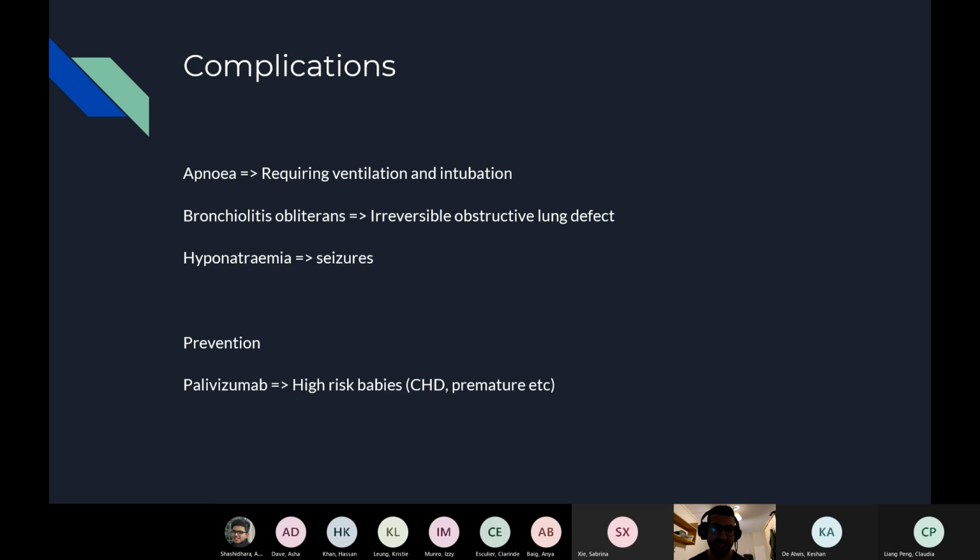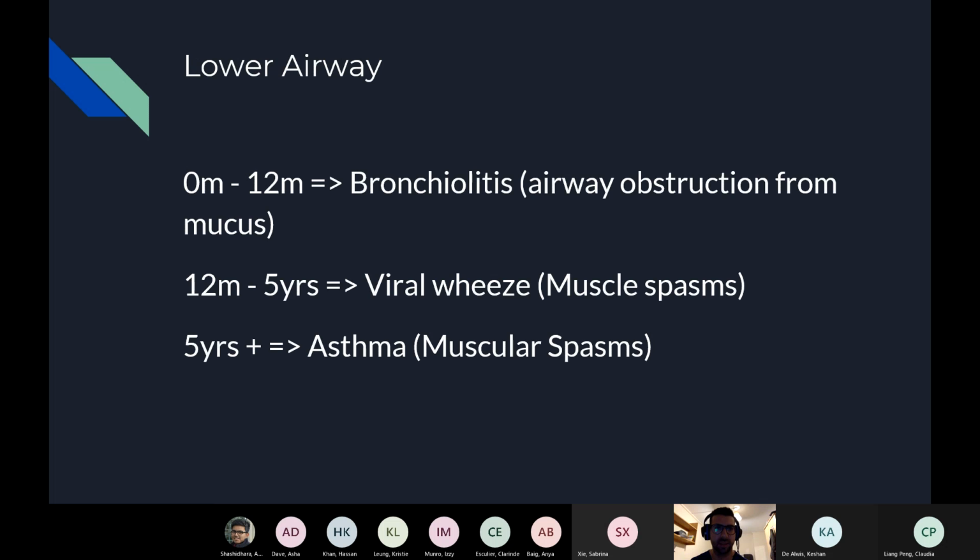You prevent this by giving a monoclonal antibody to high-risk babies, basically anyone born premature or with congenital heart disease, and that should hopefully protect them. But it's very common. A lot of babies come in. This is the most common thing I saw when I was on Peds A&E: bronchiolitis.